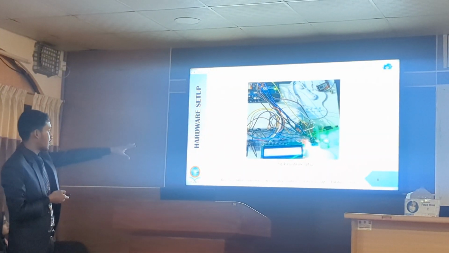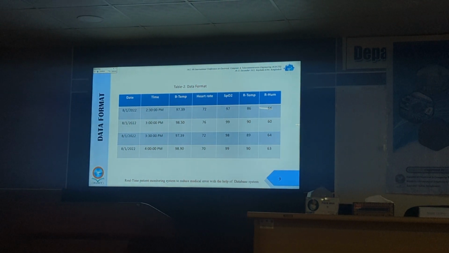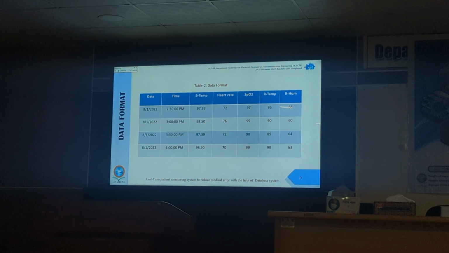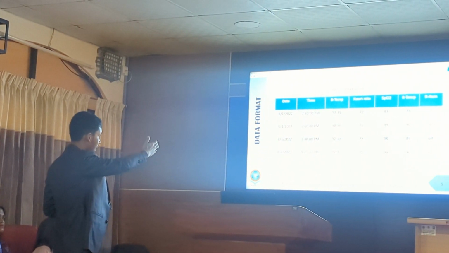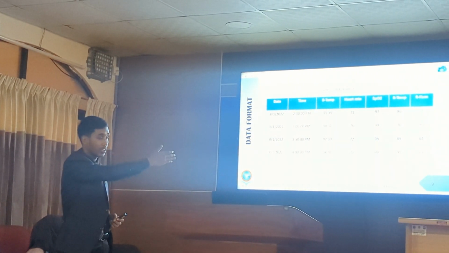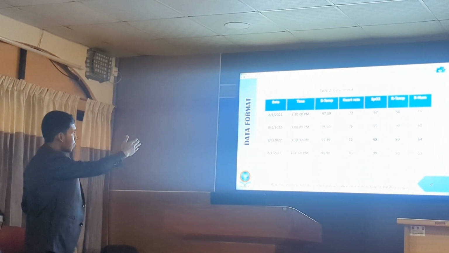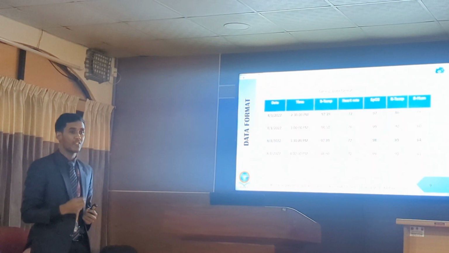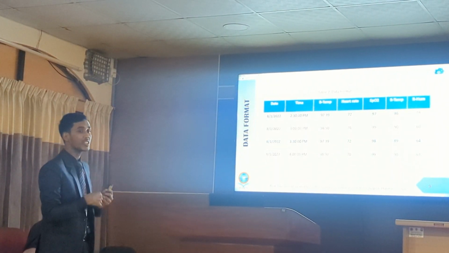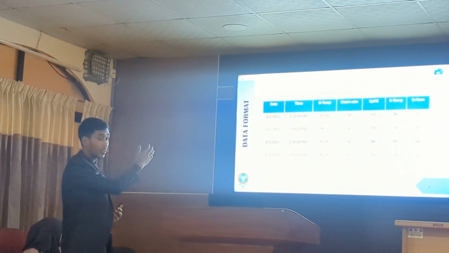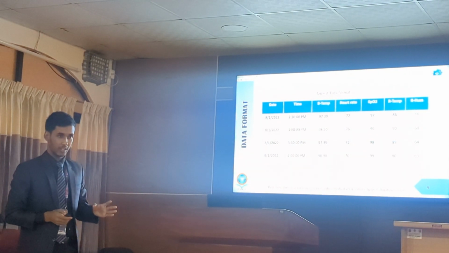Now, this is the hardware setup for our proposed system. This table represents our data storing format. We have the date, time, and the corresponding measurement. We have the body temperature, heart rate, blood oxygen level, room temperature, and room humidity. It may seem that room temperature and room humidity do not have any effect on the patient, but actually, many patients are very sensitive to these parameters. And above all, the hospital situation in our country is really bad.